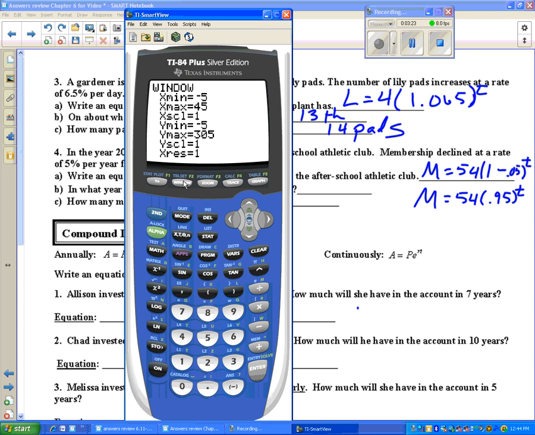My window for 40, well, 54 was the total amount. I don't need to go to 305. I could go to 60 and get that. I probably am not going to have 45 years, so let's go ahead and go to 15 years. If I can see the intersection, I can find it. Second trace, number 5, intersection. Enter 3 times. So 5.85, so that's about 6 years.